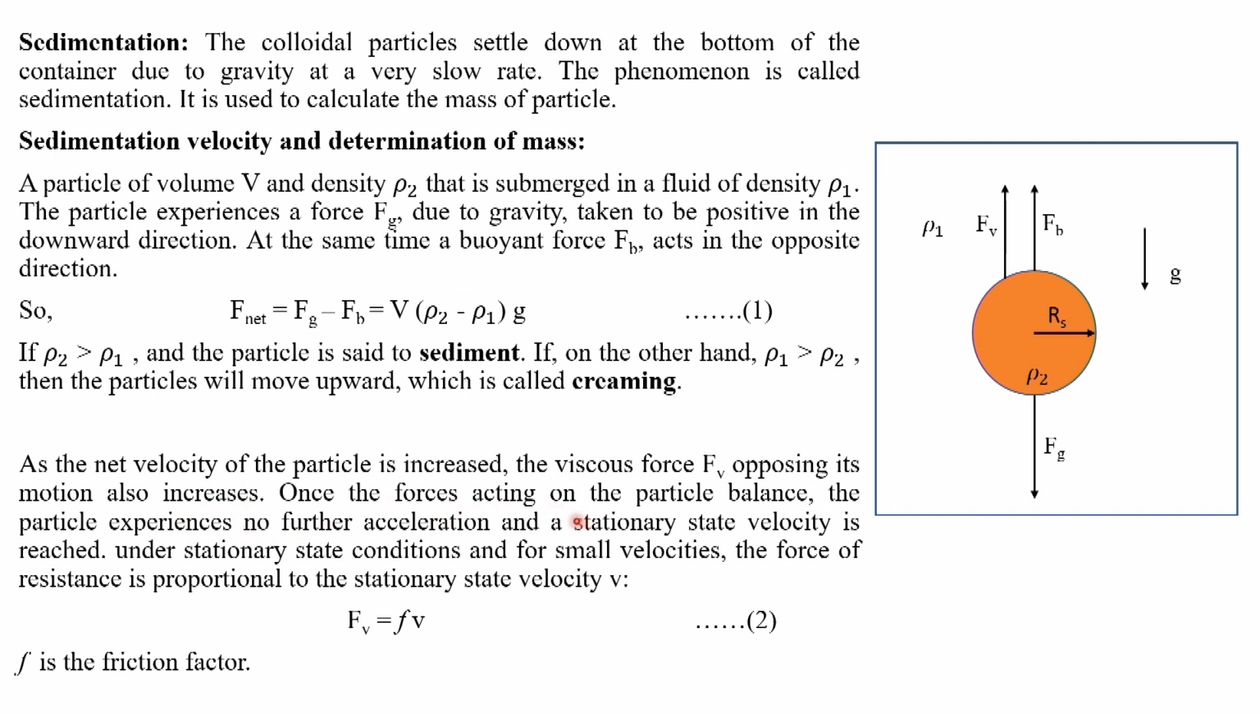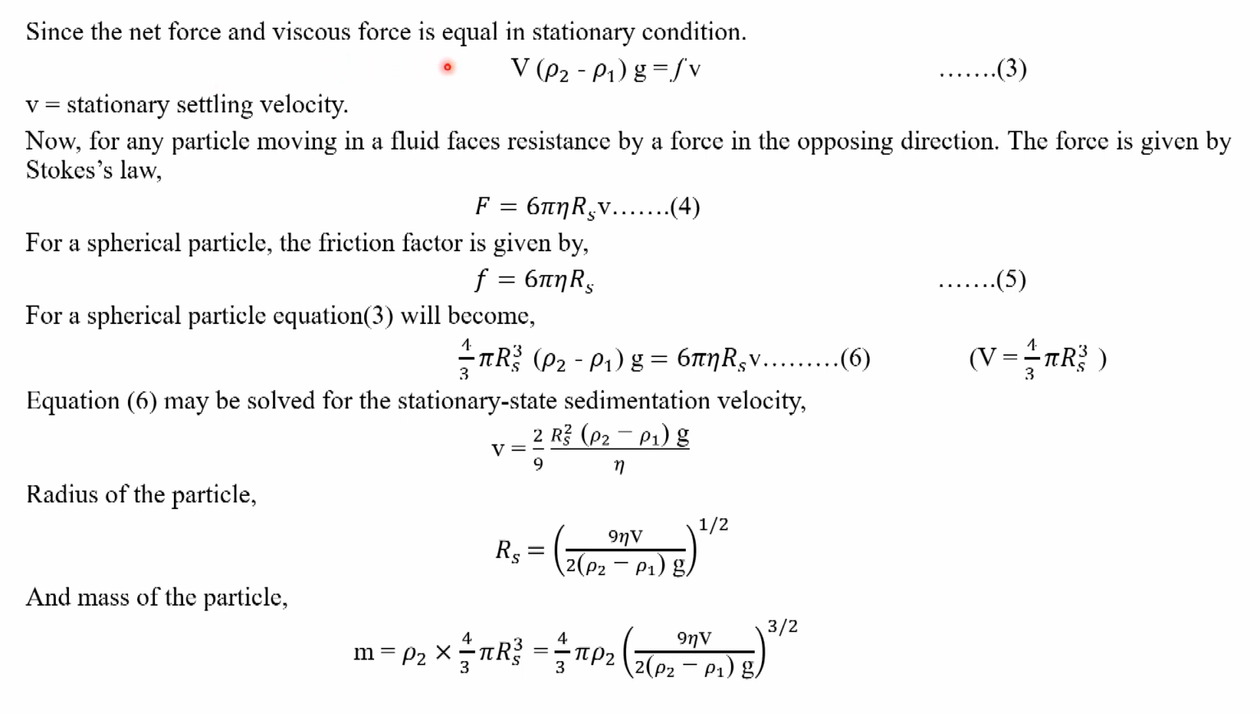Once the forces acting on the particle balance, the particle experiences no further acceleration and a stationary state velocity is reached. That's what I discussed. Under stationary state conditions and for small velocities, the force of resistance is proportional to the stationary state velocity v. So Fv is f times v, where f is the friction factor. Since the net force and viscous force are equal in stationary condition, they have to be balanced. So V times (ρ2 minus ρ1) times g gives Fv, where v is the stationary settling velocity.